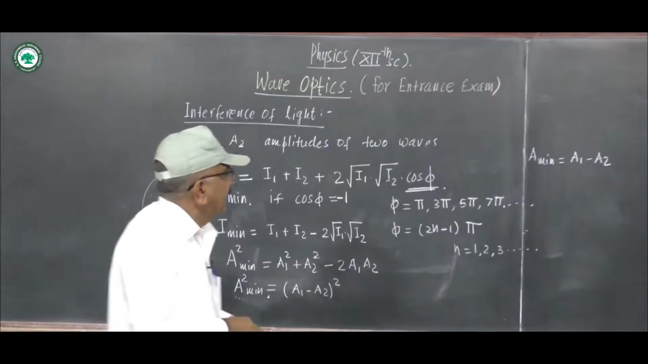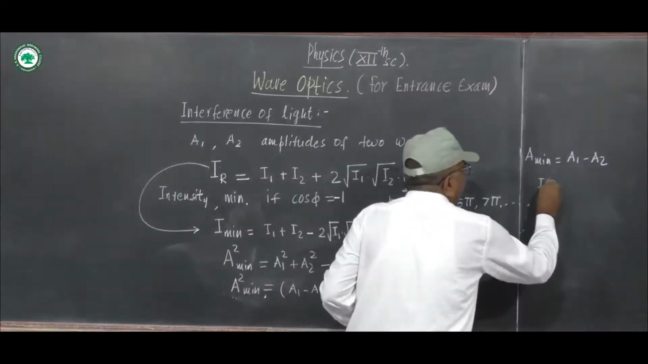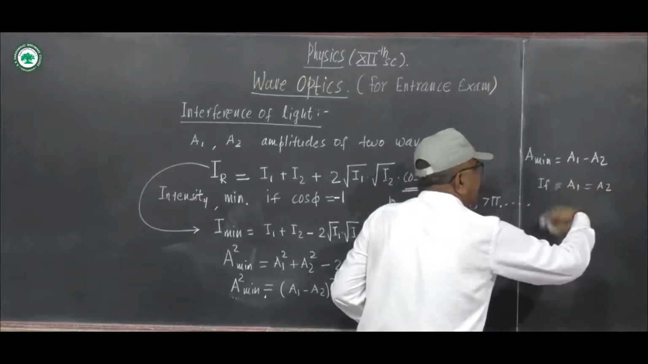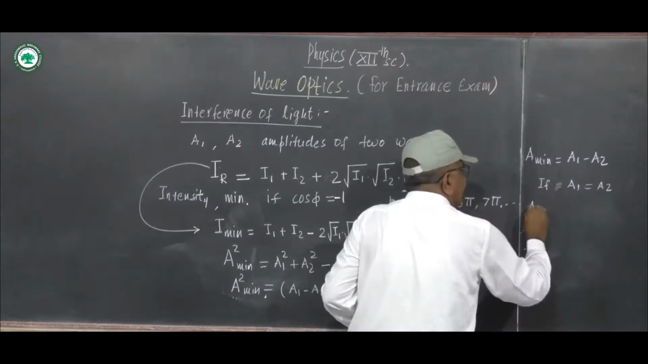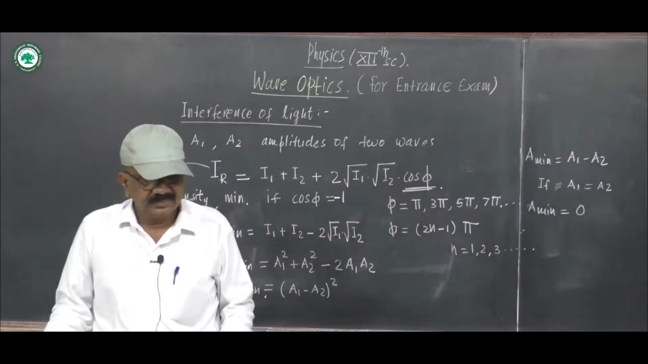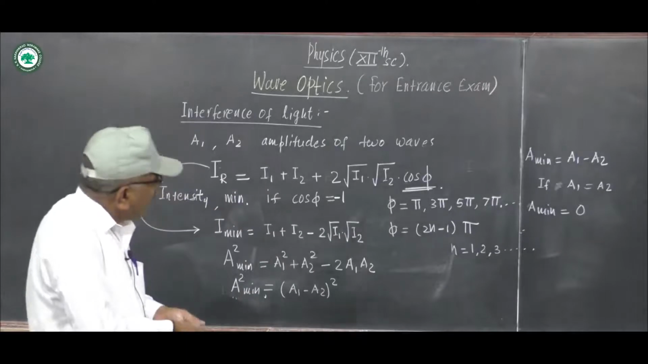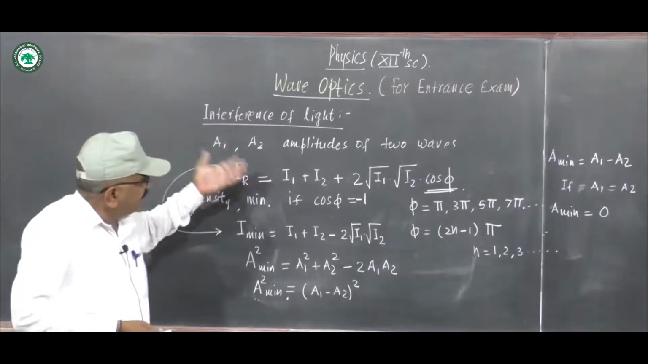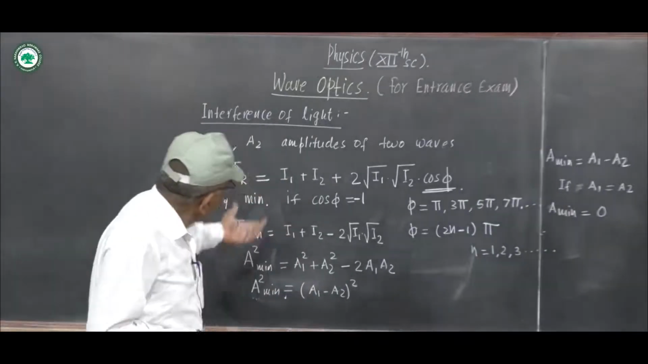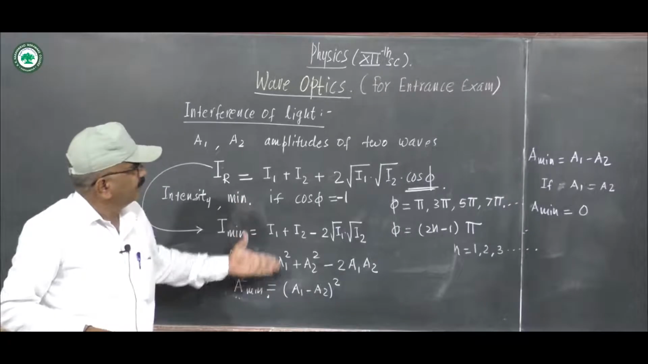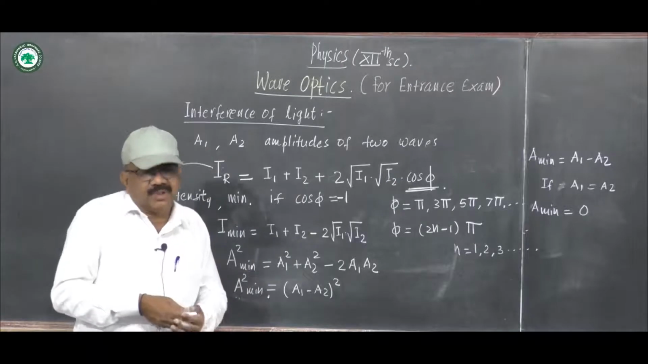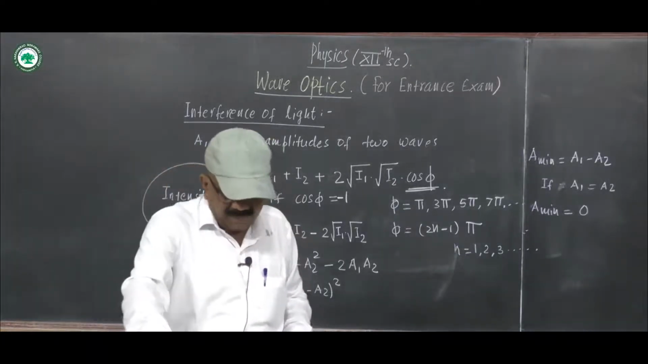Again here, if A1 is equal to A2, if these two amplitudes are equal, then A minimum is 0. So this is about the maximum amplitude and minimum amplitude, maximum intensity and minimum intensity when the waves interfere, and such interference is destructive. There is a cancellation of the displacement. These formulas are very important while solving problems.